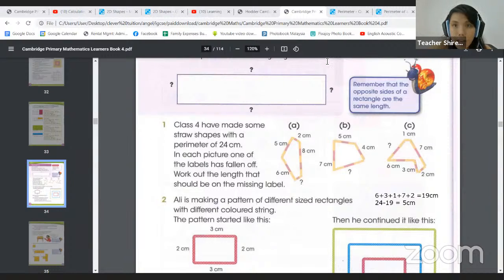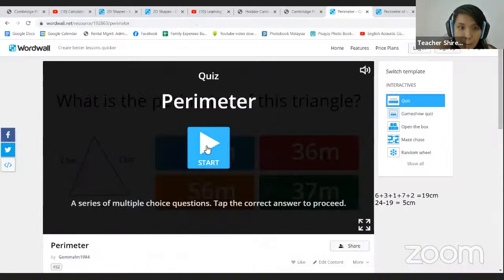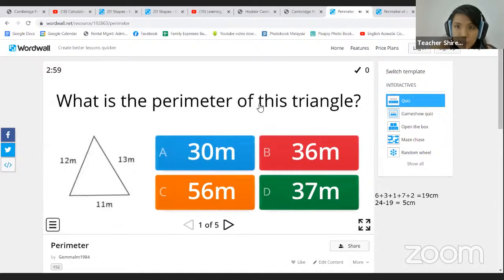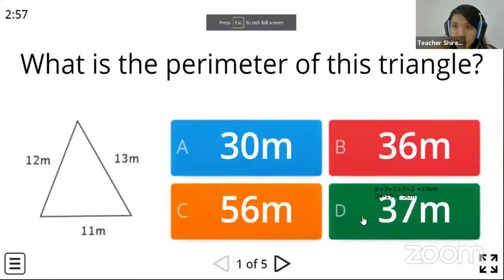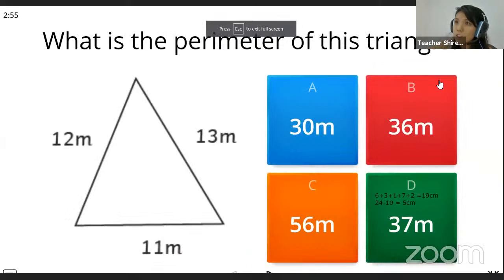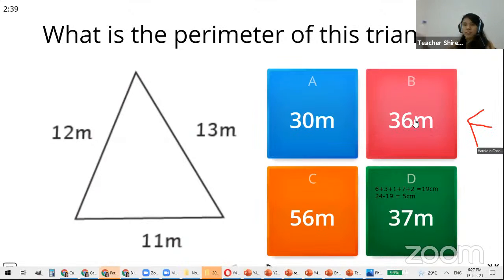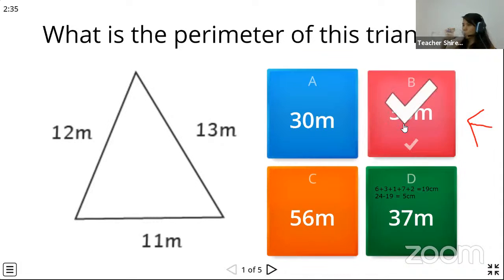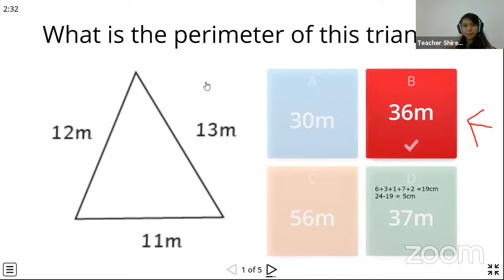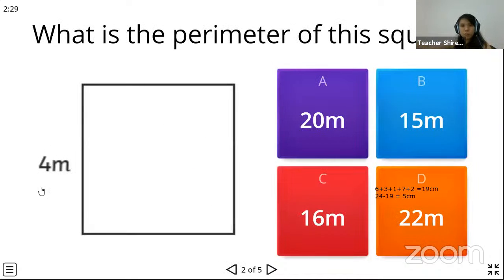Good job. Okay, if no problem, let's try to play some game. Hooray. Okay, let's have, who wants to play this one first? Okay, Jensen, finish it very fast. Let's have Jensen. What's the perimeter of this? Calculate fast. Well done.